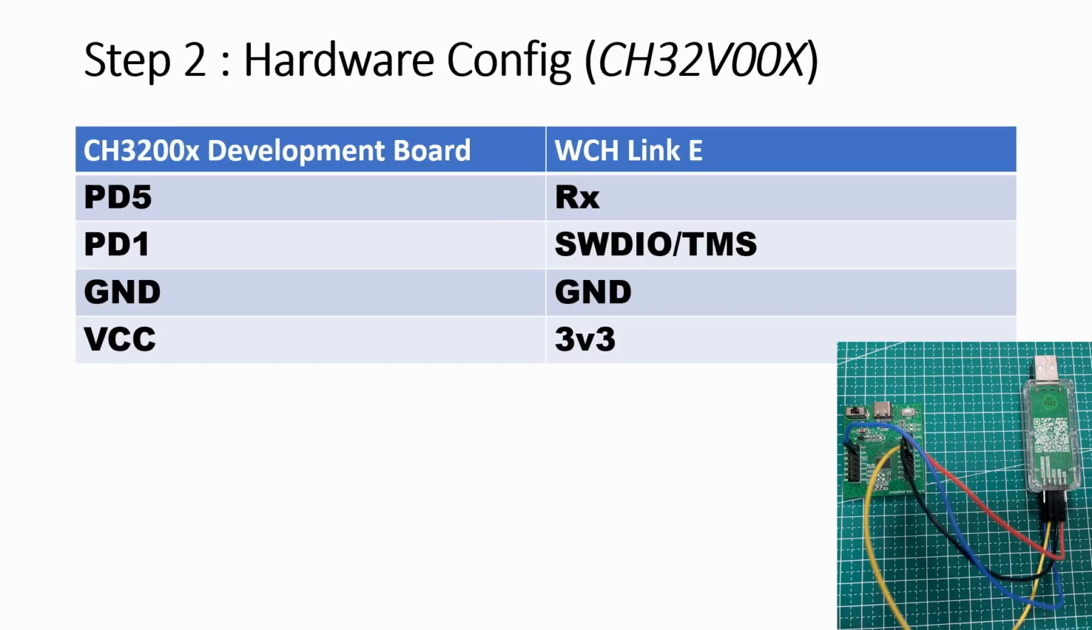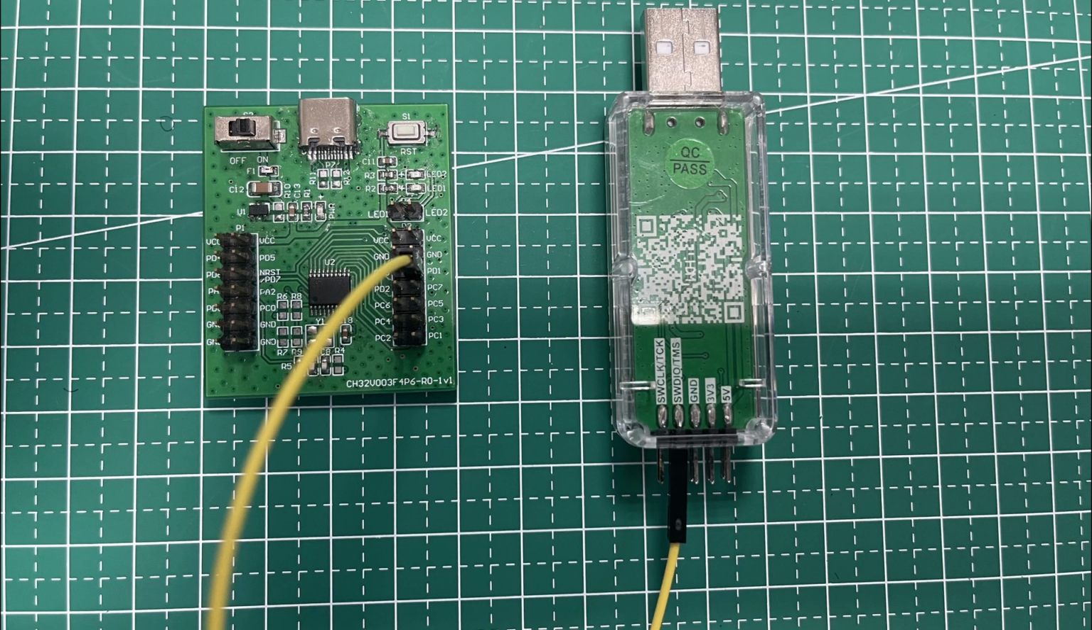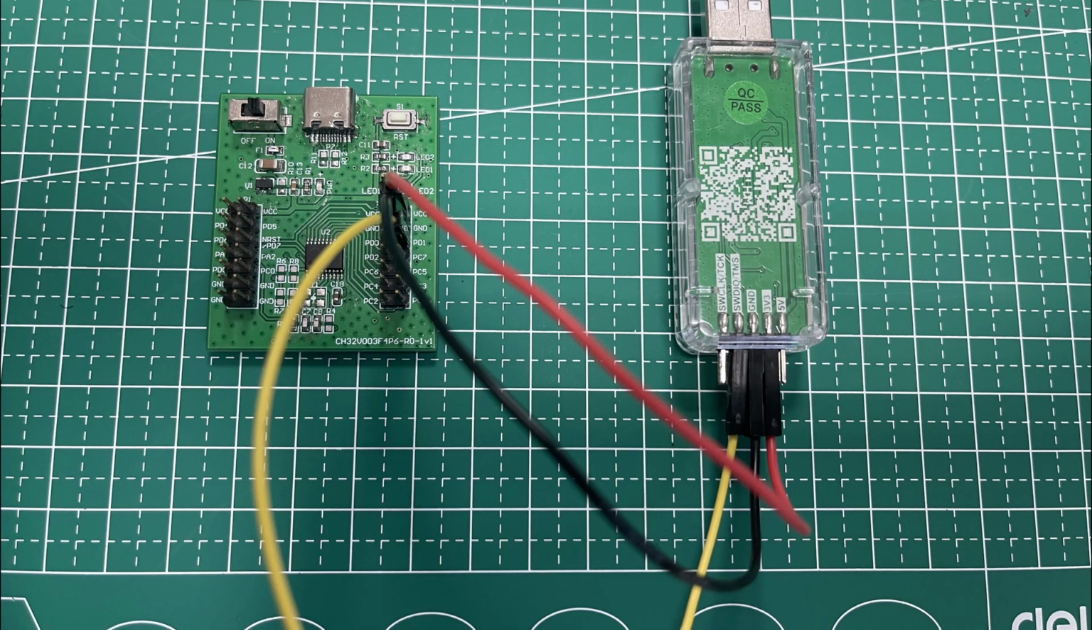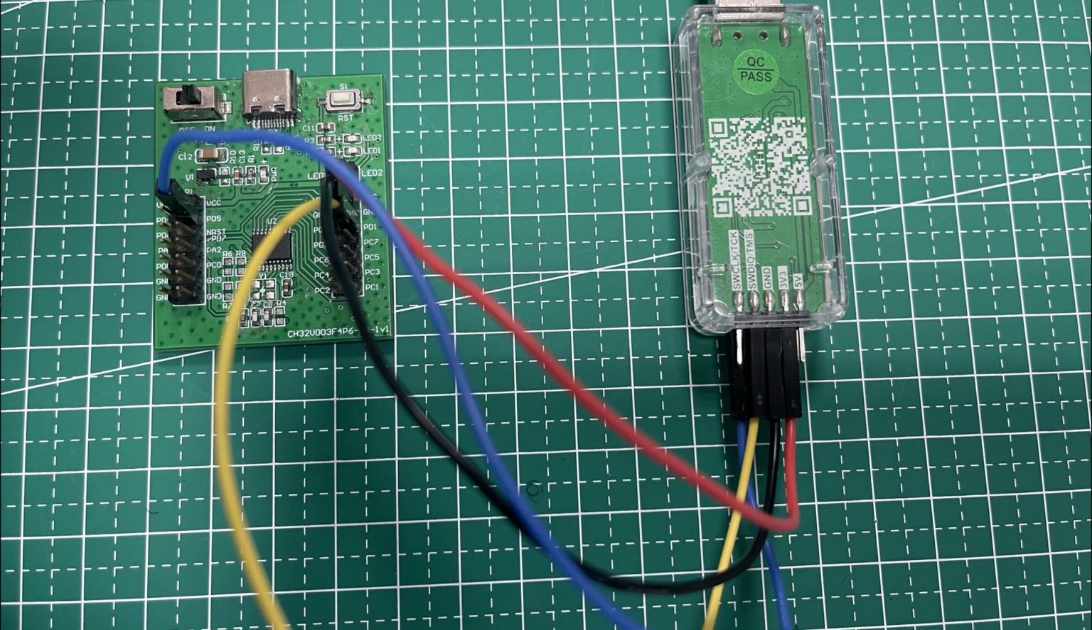Now, the second question that I got asked the most was, how do you connect WCH Link E with CH32V003? Okay, so the basic connections are pretty straightforward. On both ends, you connect ground to ground, VCC to 3V3, and then you connect the SWDIO pin to PD1 and the RX to PD5. And that is how you connect the board.